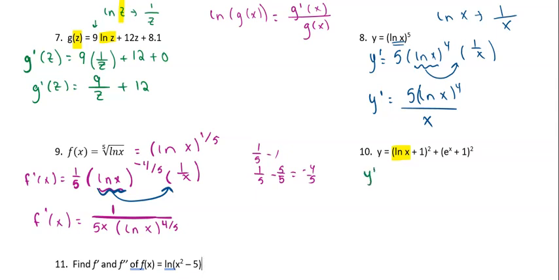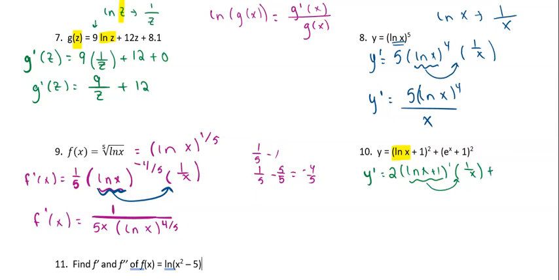So here we would have y prime equals. Well, let's see if we can figure this out. We have our chain rule here. So we need to bring down our 2, subtract our 1, so to the first power, and then rewrite what we have inside. Then we need to do our chain rule. And the derivative of the natural log of x is 1 over x. The derivative of 1 is 0. So that's finished. So then we can say plus.